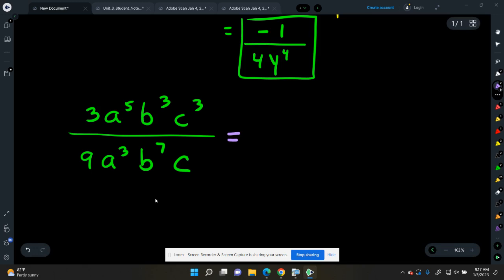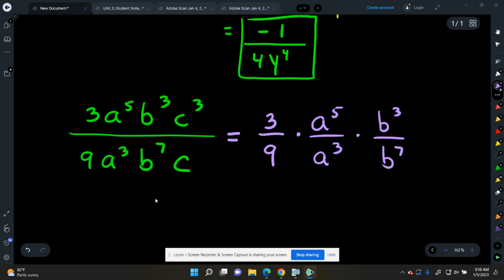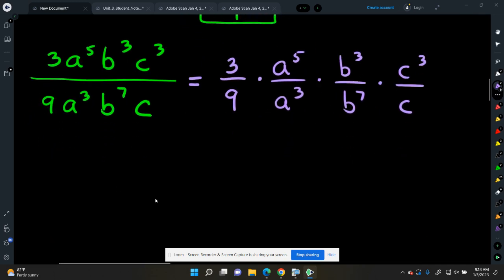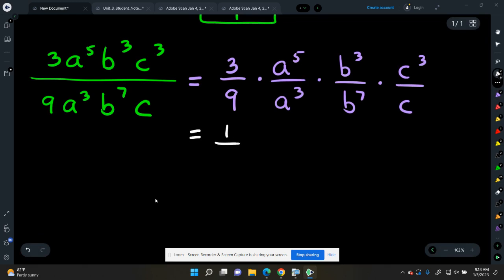Okay, so we're going to separate these. So we've got 3 over 9 times a to the 5th over a to the 3rd times b to the 3rd over b to the 7th times c to the 3rd over c. Okay, so we separate them, and now we're going to deal with each one separately. So what's 3 over 9? 1 over 3.